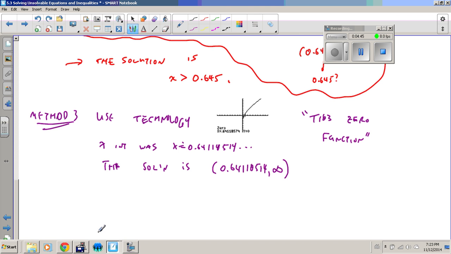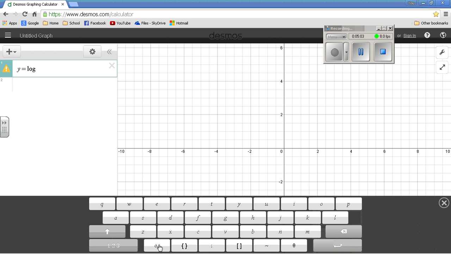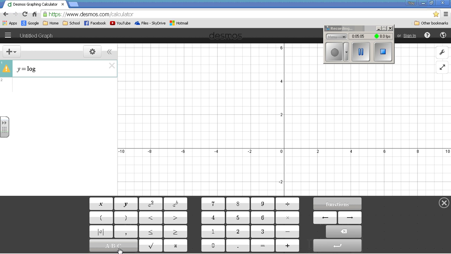Maybe your favorite technique will be this one. I don't know. The good old Desmos. What's nice about Desmos is it'll actually put in a base for a log function for you. How do I get base 2? I could either click on the little subscript here, or on my keyboard, because I'm using the keyboard.